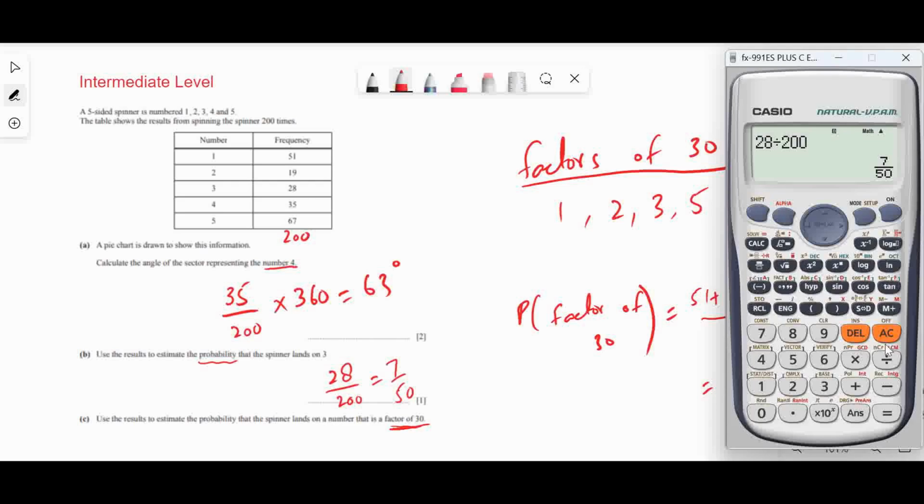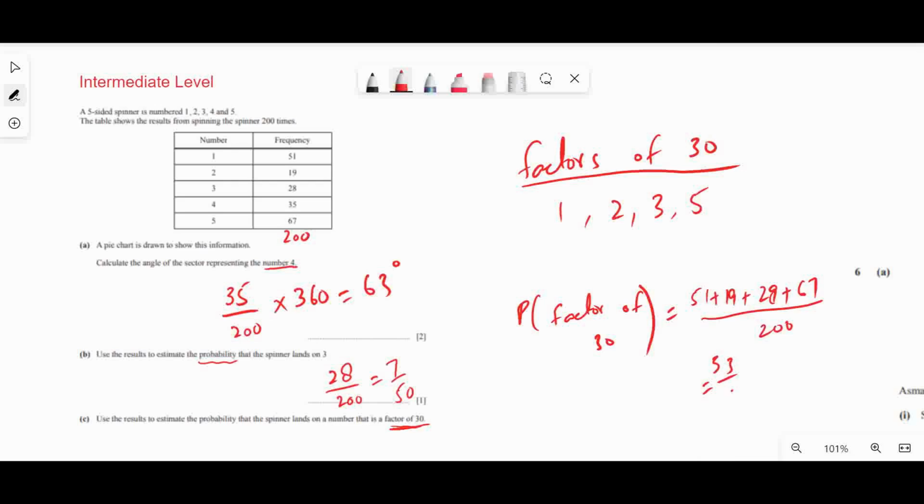So this will be equal to 51 plus 19 plus 28 plus 67. This will be equal to 165 divided by 200. So this will be equal to 33 by 40. This will be the final answer for part C.